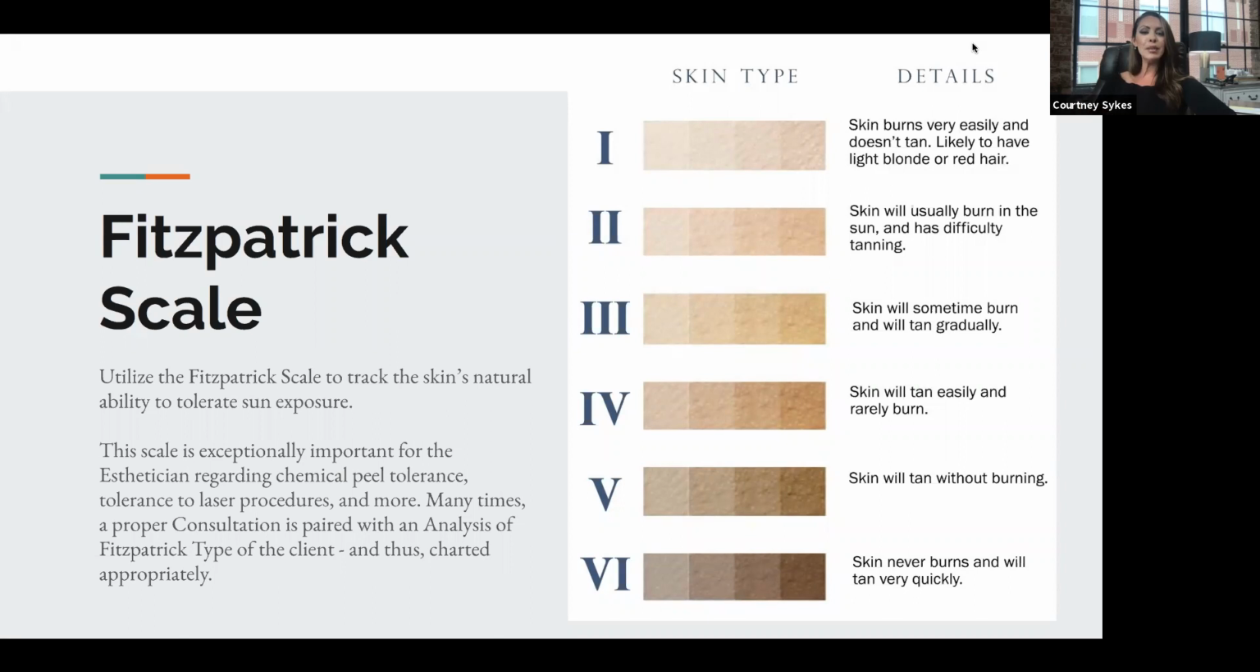This scale is exceptionally important for estheticians regarding chemical peel tolerance, yes, tolerance to laser procedures, absolutely, and more. Many times a proper consultation is paired with an analysis of the Fitzpatrick type of the client and thus charted appropriately. So look at what it says. Fitzpatrick is important because that helps me and you determine the safety of whatever it is you're doing for the client. So what constitutes safety measures?